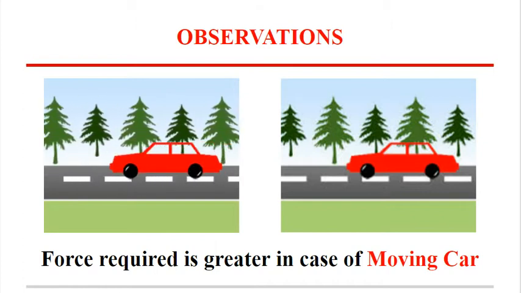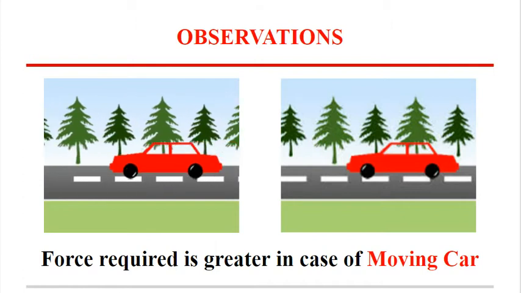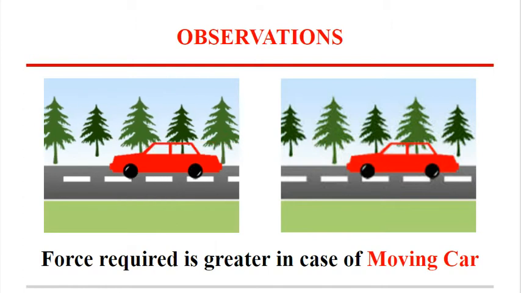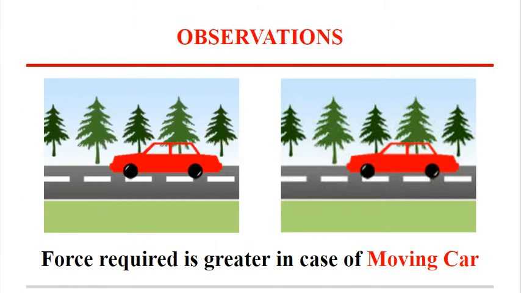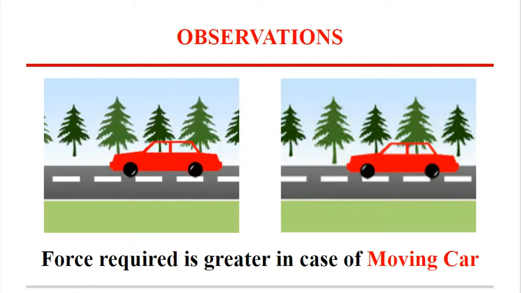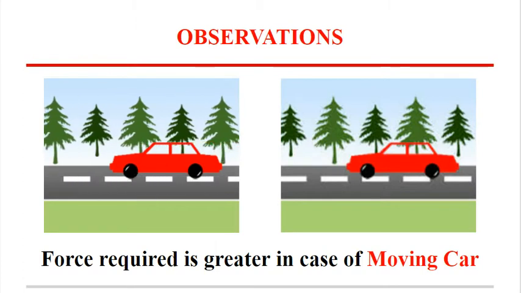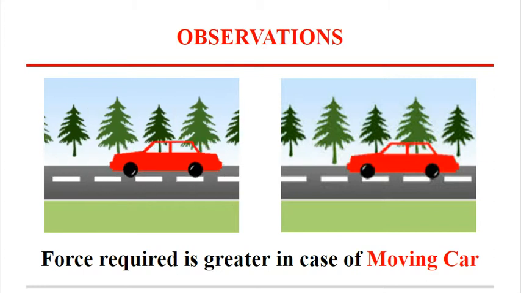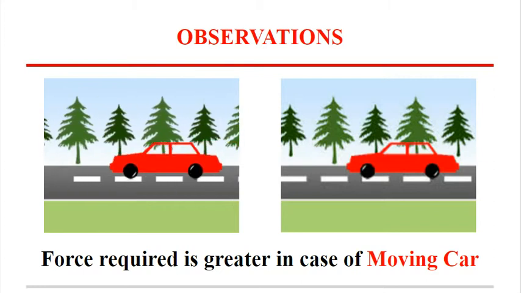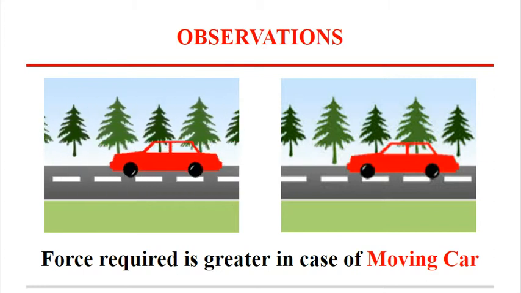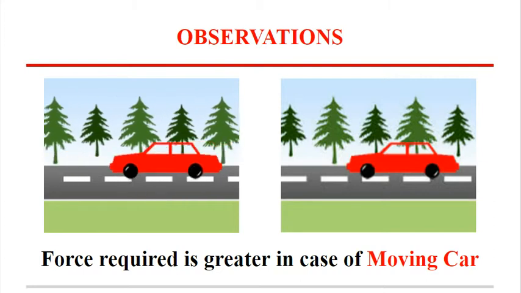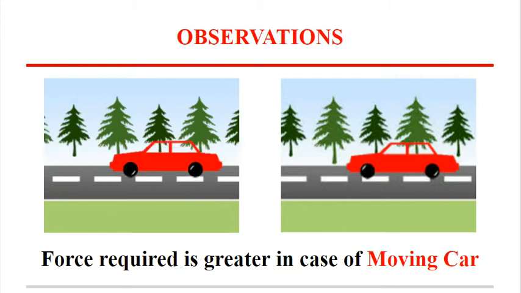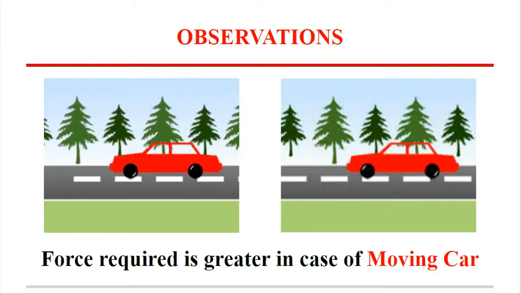Consider two different bodies, two different cars in particular, one moving at a very high velocity and the other at rest. If you would like to stop these two cars, force should be required to stop a moving car, and there is no force required to stop a car at rest, which means force required is greater in case of a moving car compared to a car which is at rest.